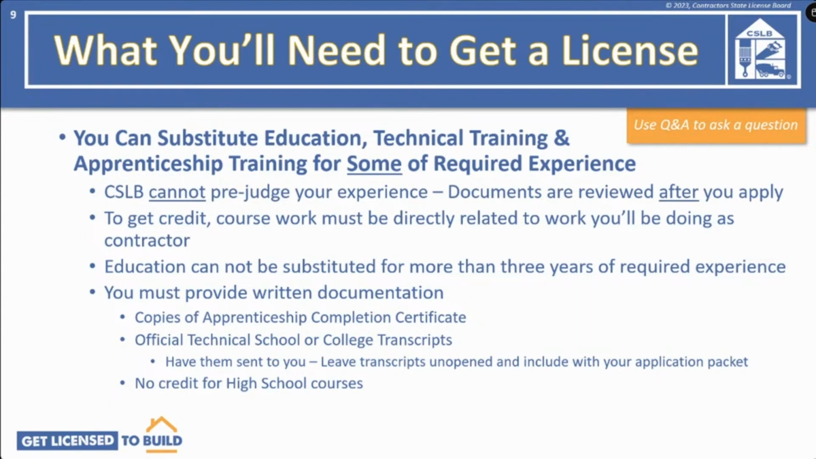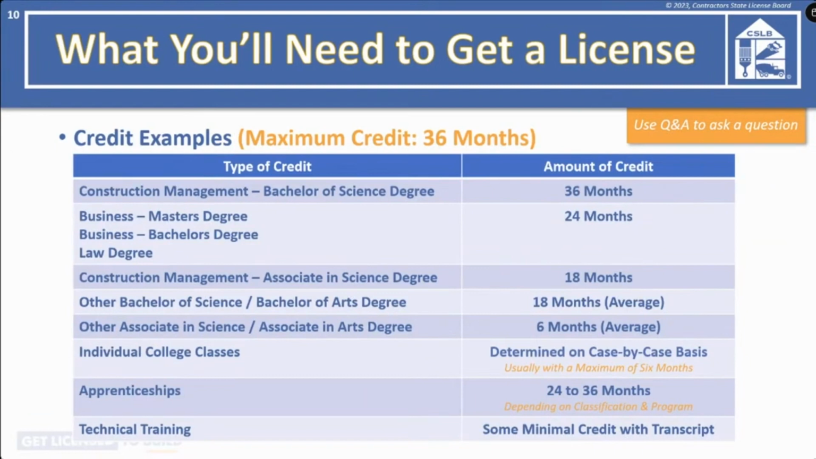Note that high school courses will not earn you any credit towards your contractor's license. If you're looking to get education credits to meet the 4 years or 48 months of experience, you'll need to get your transcripts first. This is the kind of credit you can expect to receive for your education.